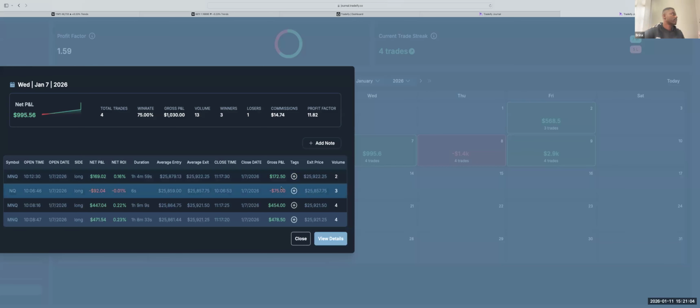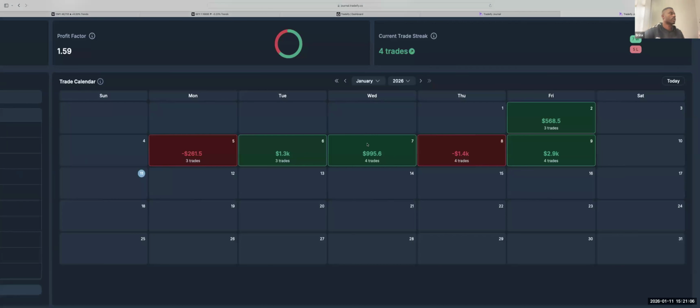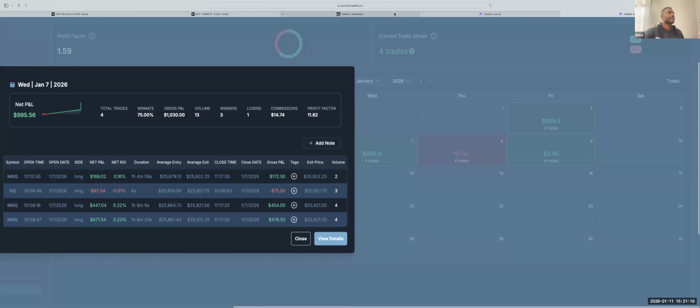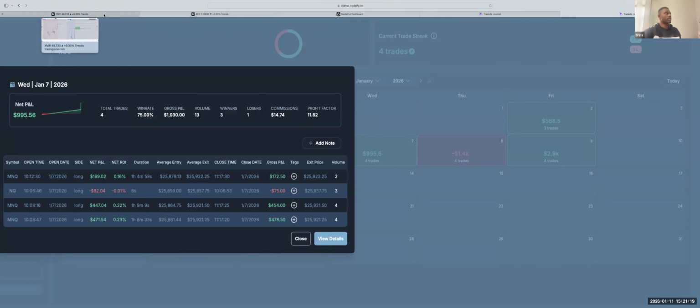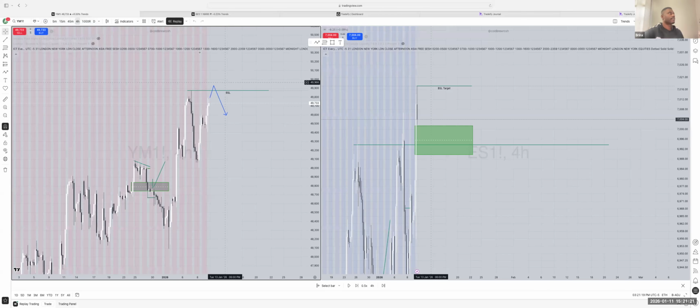On Wednesday, NQ was the trade, and I think I took it at about 10 o'clock. Yeah. So one of the things that I'm doing a lot on my NASDAQ trades, there's really a couple things that I'm really looking at. Let me get NQ and ES up here.